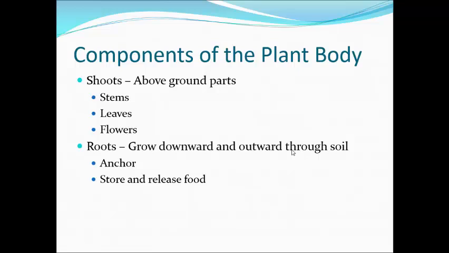Let's see, as far as the components of the plant body, you have two different parts. You have the shoots and you have the roots. The shoots are everything above the ground, which includes the stems, the leaves, and the flowers. And then the roots are everything below the ground that help to anchor, that store energy, that release food, all that kind of good stuff. So we've got our two components of plants in general.